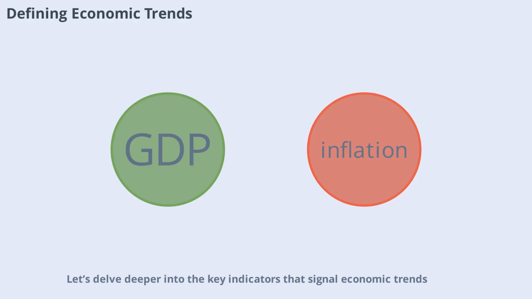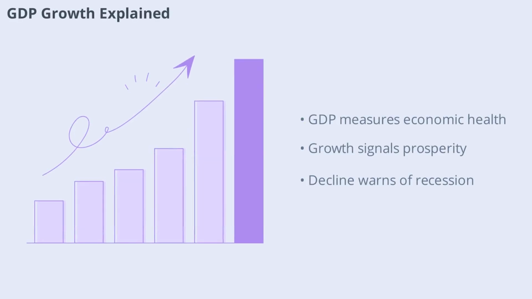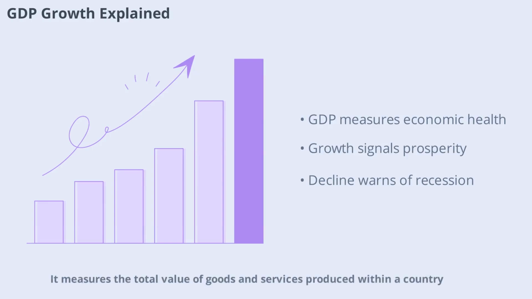Let's delve deeper into the key indicators that signal economic trends. Gross domestic product, or GDP, is one of the most important indicators of economic health. It measures the total value of goods and services produced within a country. When GDP is rising, it signals economic growth, which often leads to higher employment and increased consumer confidence. Conversely, a declining GDP can indicate recession or economic slowdown. Businesses and governments closely monitor GDP trends to guide their strategies and policy. Understanding GDP growth helps us grasp the bigger picture of economic performance and its implications for society.